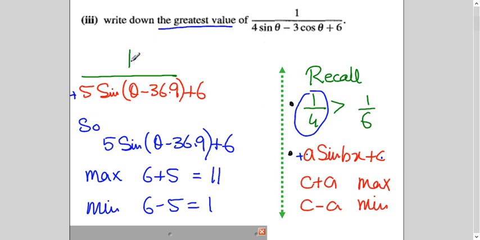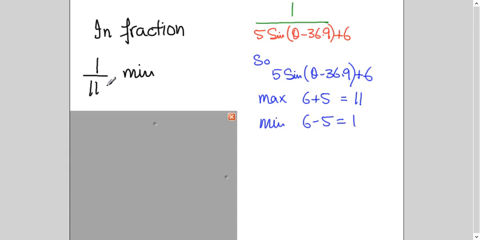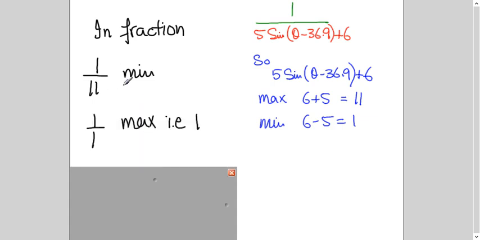But actually in this graph, which is 1 upon this, my values will be, I'm not saying greatest or least, I'm talking about values. My values will be 1 upon 11 and 1 upon 1, right? Right now, do you understand this thing? So your values will be 1 upon 11 and 1 upon 1. So definitely 1 upon 11 is minimum value and 1 upon 1, which is equals to 1, is the greatest value. So the question was saying find the greatest value. So you will write it is 1.